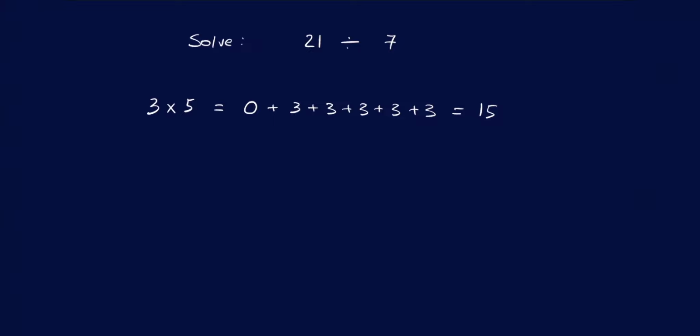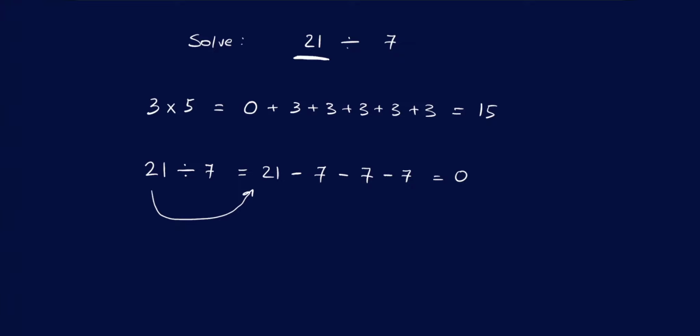So instead of adding from 0 to get your answer, we're going to subtract from the numerator, which is the first number in the division statement, until we get 0, and that's basically what the answer is going to be to our division statement. So in this case, we have 21 divided by 7, and we can write this like 21 minus 7, and then keep subtracting 7 until we get 0. So 21 minus 7 minus 7 minus 7 equals 0.